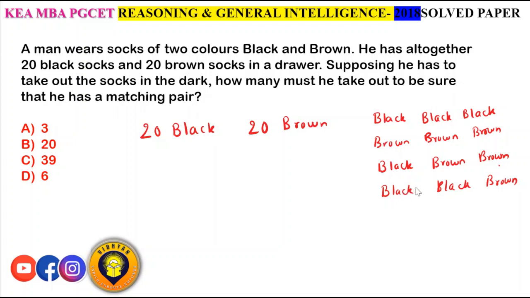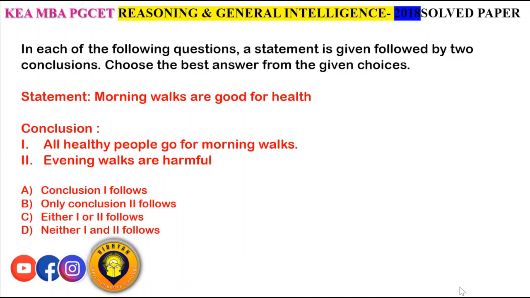By any chance, he will surely get a matching pair if he had picked 3 socks from the drawer. So therefore option A, 3, is the answer.